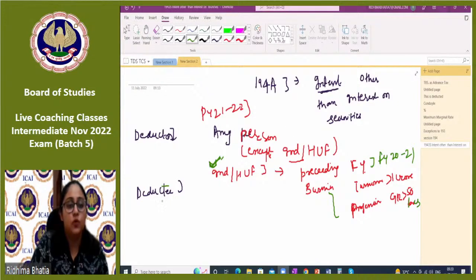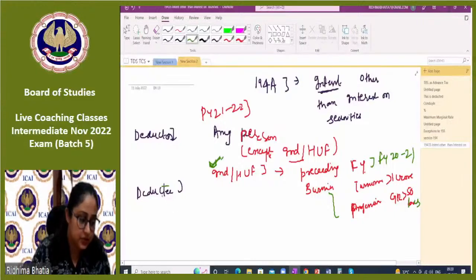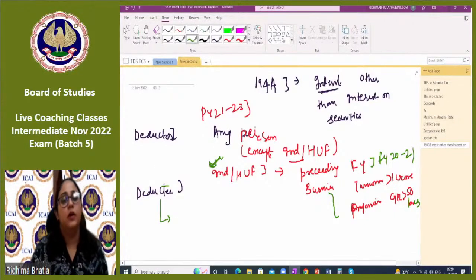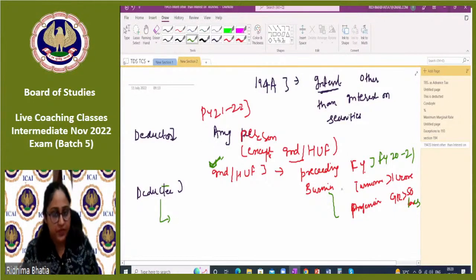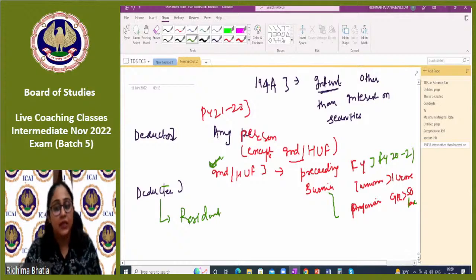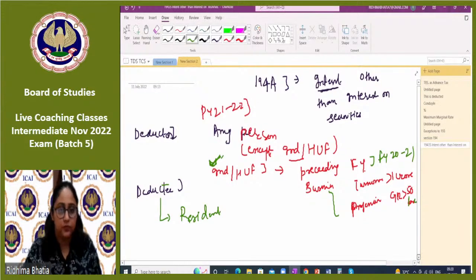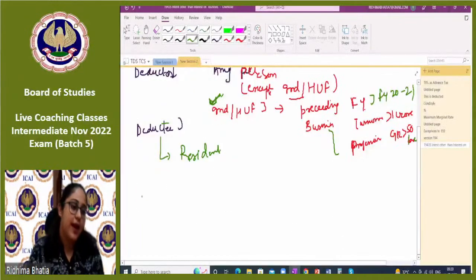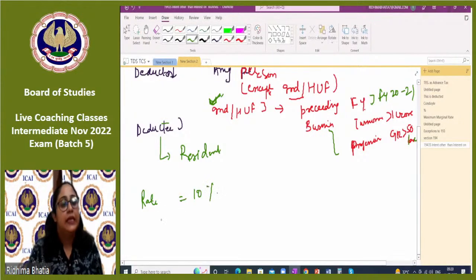Now back to who would be the deductee. Who would be the deductee? Resident person. So if any person or individual HUF of this category is making a payment of interest to a resident person, then the TDS has to be deducted under section 194A at the rate of 10%. The rate is 10%.